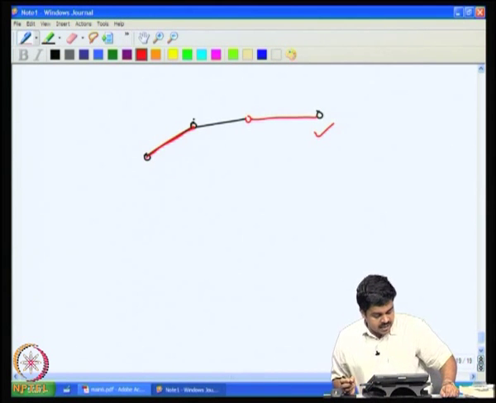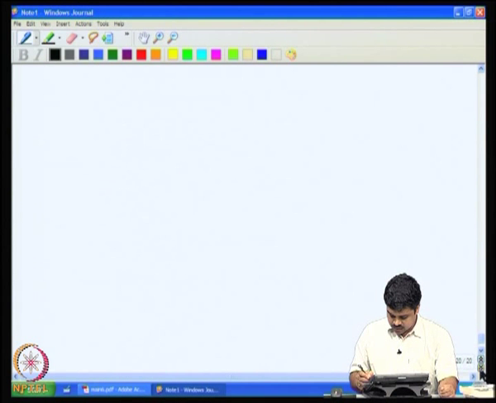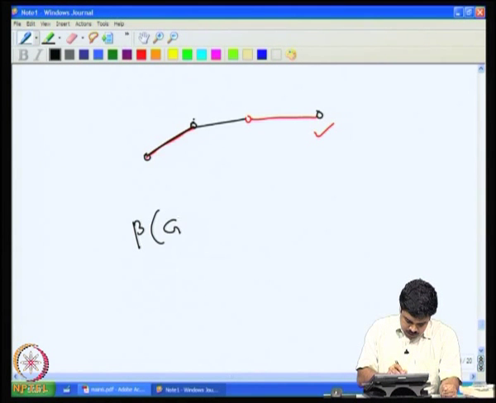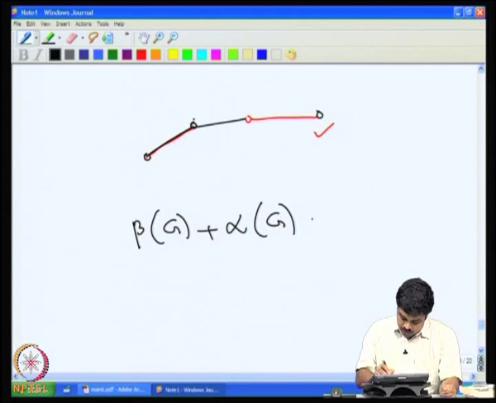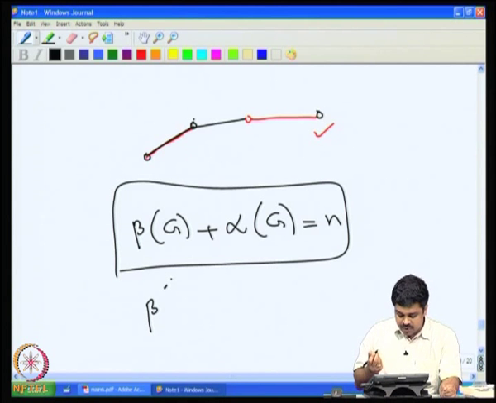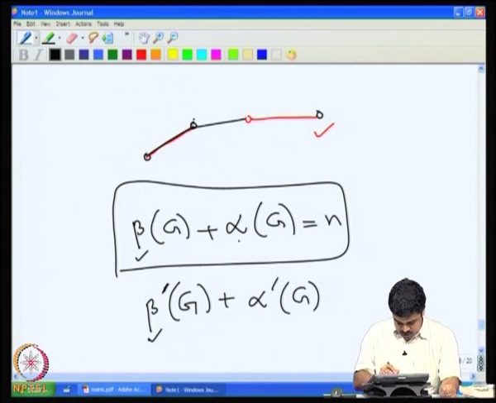Now there is an interesting statement that we studied about the vertex cover and the biggest independent set. What was that? We studied that beta of G plus alpha of G is equal to the number of vertices in the graph, n, right? Similarly, we do have a relation between the edge cover and matching. The minimum edge cover can be denoted by beta dash of G, because beta of G is the vertex cover. So beta dash of G plus alpha dash of G, where alpha dash of G is the biggest matching.